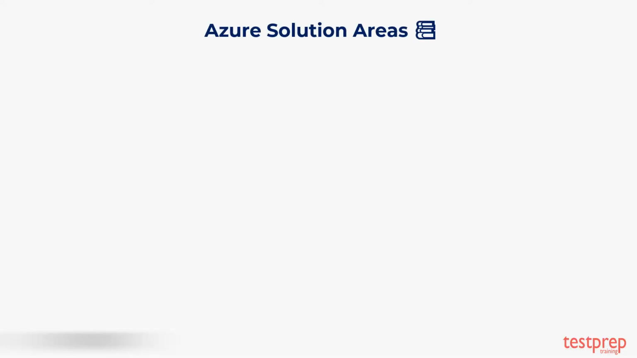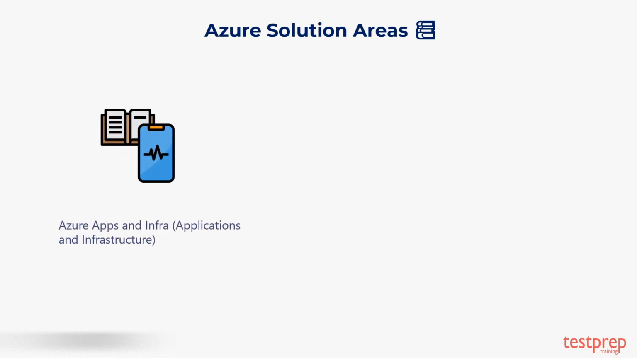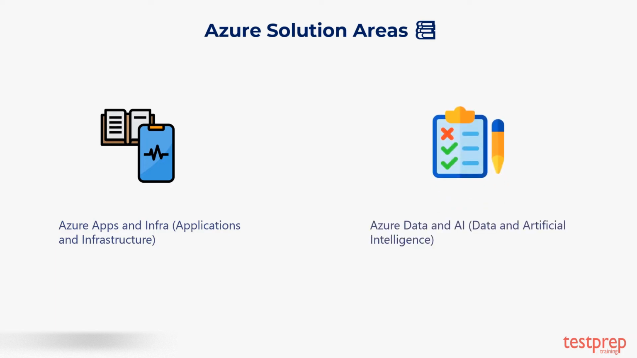Azure solution areas. Picking the right solution area is your essential starting point. There are 2 main solution areas of Azure certifications and exams. First, Azure Apps and Infra, that is, Applications and Infrastructure. Second, Azure Data and AI, that is, Data and Artificial Intelligence. In both solution areas, you will find different role-based certifications available.